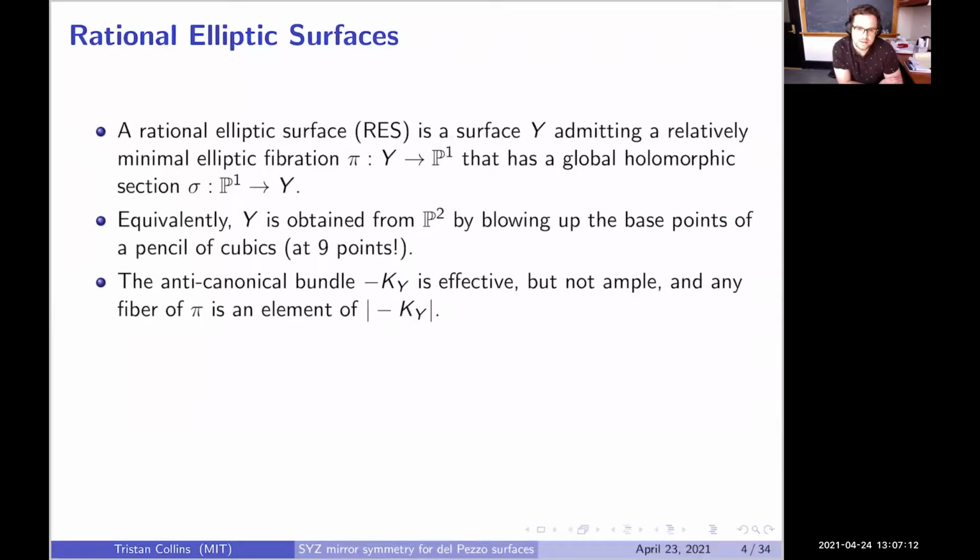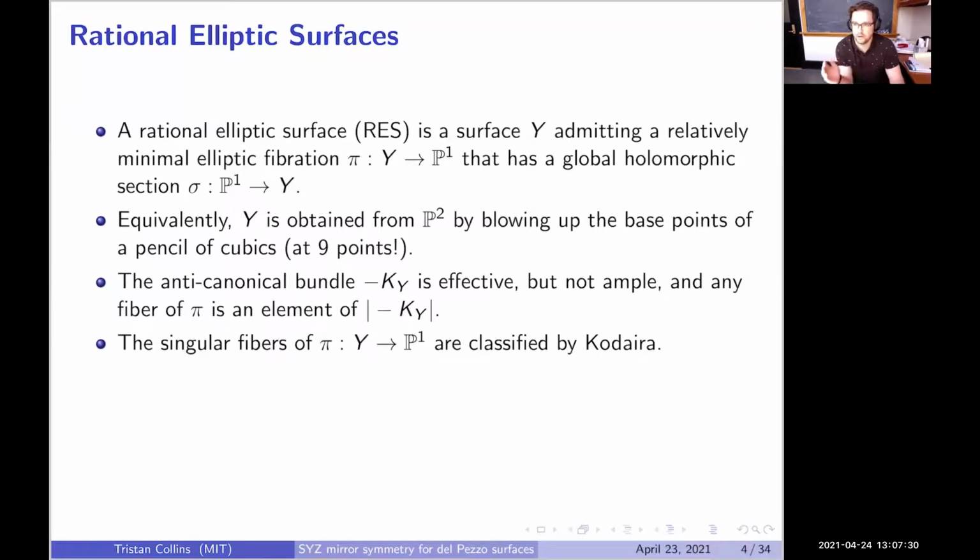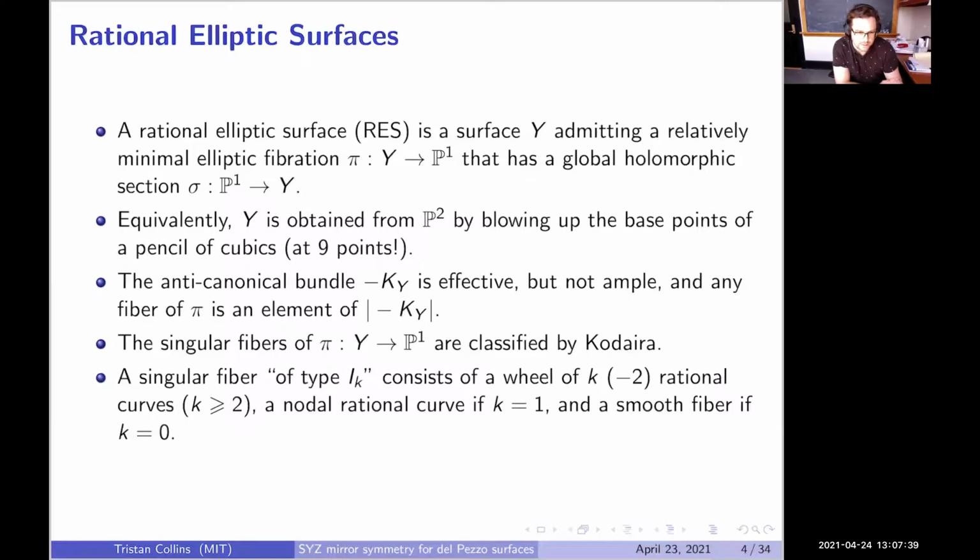For these, the anti-canonical bundle is effective. It's not ample anymore, and each fiber of this map to P1 will be an element of this anti-canonical linear system. So there are lots of smooth fibers, and they're all tori. And then there are of course singular fibers, and these are all classified by Kodaira. There's going to be a special type of singular fiber that will play a role in this talk, which is a singular fiber of type I_k.